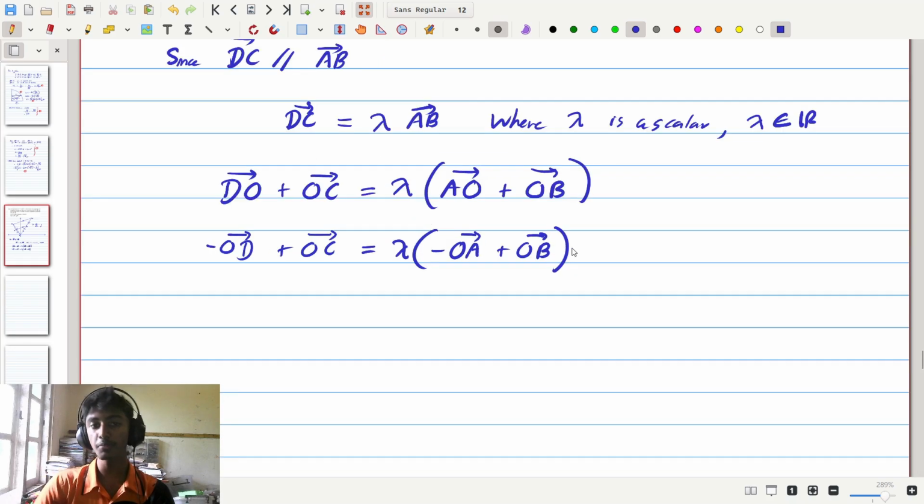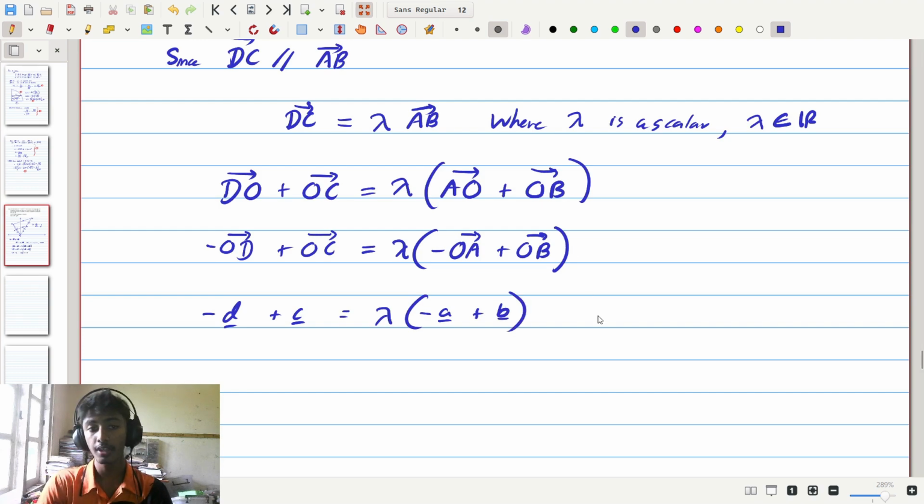Now to this we can substitute the fact that the OD vector is what you call the D vector, so we have minus D vector plus C vector equal to lambda times, and over here minus OA vector is minus A vector and OB vector is B vector.